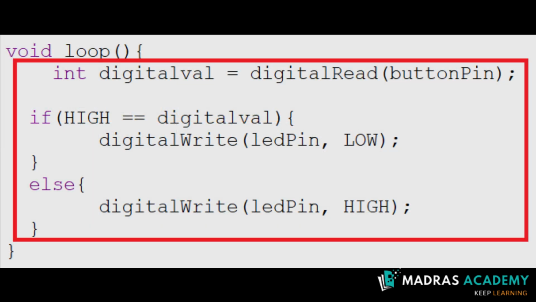In the loop function, we read the button value using digitalRead button pin. If it reads high, that means the button is not pressed. We turn the LED off. If it reads low, that means the button is pressed. We turn the LED on.